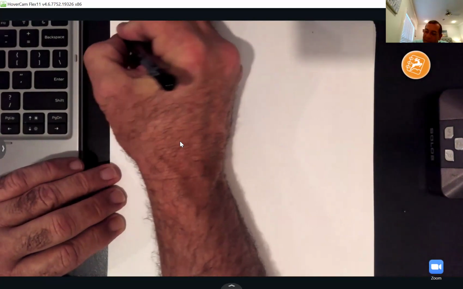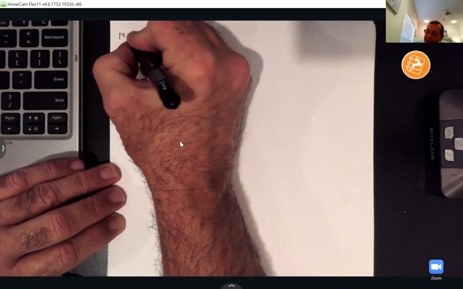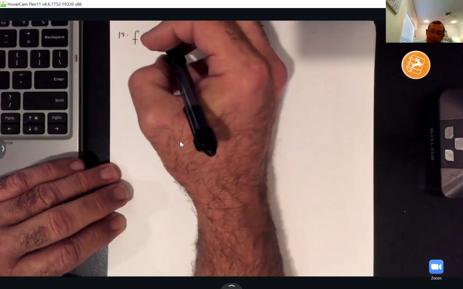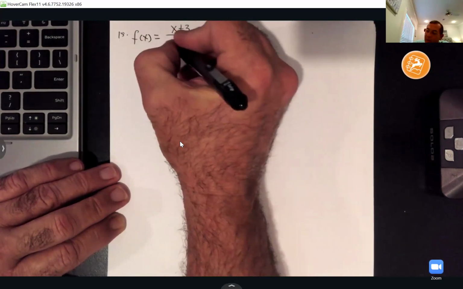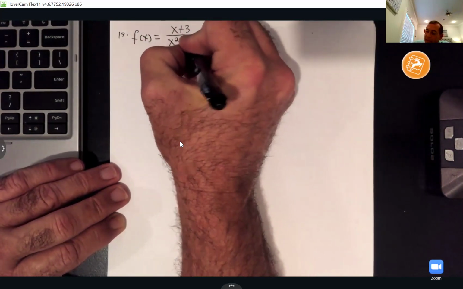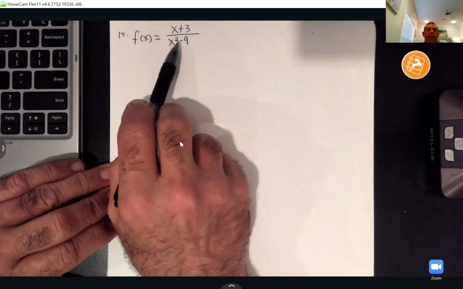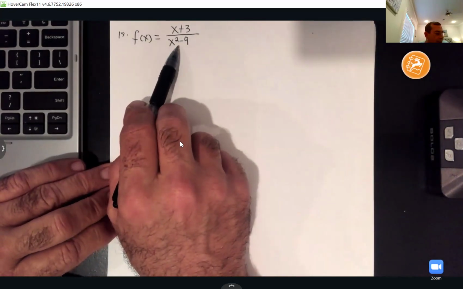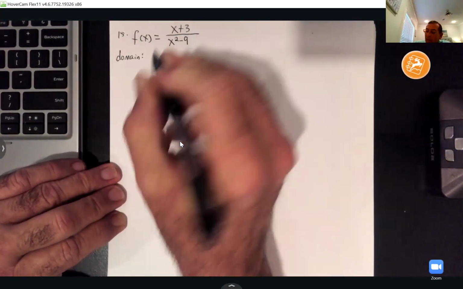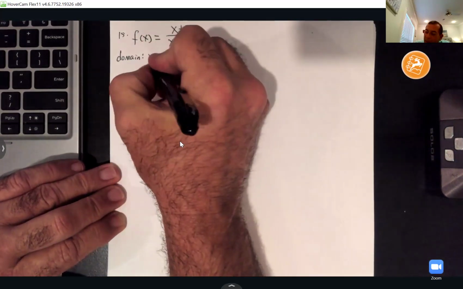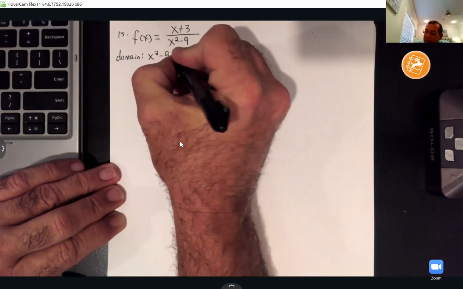So I'm going to do another one for sure. Let me see. All right, I'm going to do one like this one. I'm showing, like 15, f of x equals x plus 3 on the top over x squared minus 9. So this one, domain first. For the domain, we set the bottom equal to 0, x squared minus 9.